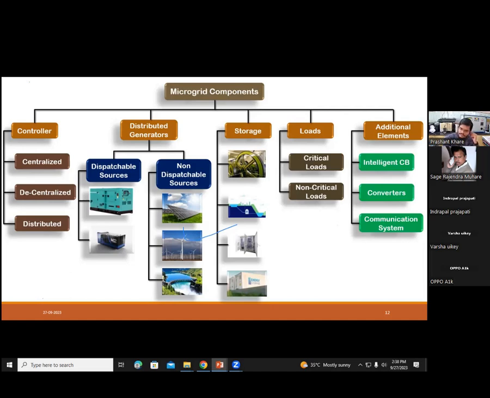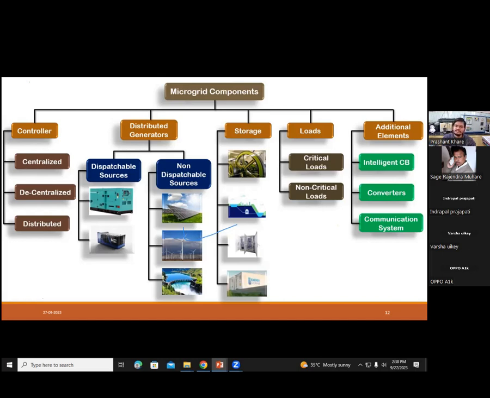Now, converters. You need converters here also, because your solar PV will generate DC power only. If your microgrid is AC, then first you have to convert that DC power into AC power, and only then can you feed it to the load. Also, if you are using wind as a DER, though wind can generate AC only, you have to check whether that AC has the same frequency, meaning 50 hertz, and whether your voltage is within limits. For that, converters play a big role.